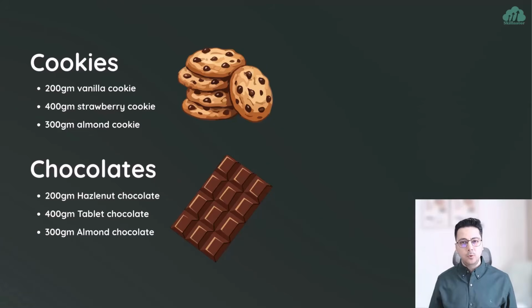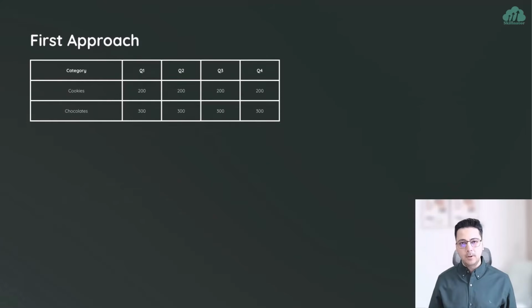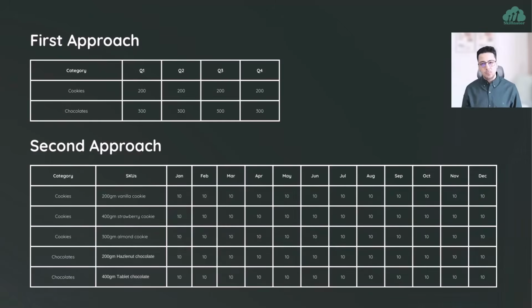In the first approach, you forecast demand on a higher or an aggregated level. For example, you will say that the cookies are going to sell 200 units each quarter and the chocolates are going to sell 100 units for each quarter. This is the first approach. In the second approach, you forecast demand at a much more granular and detailed level. For example, by SKU, by month, and possibly by location or channel.